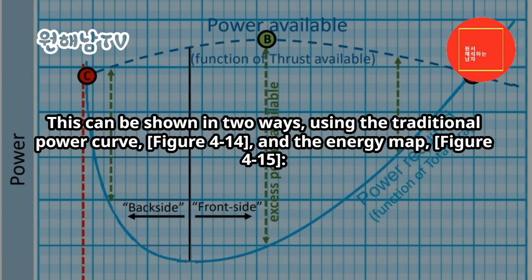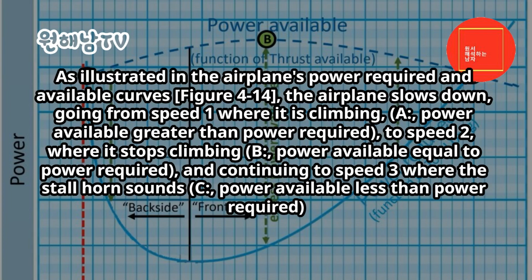This can be shown in two ways, using the traditional power curve, Figure 4-14, and the energy map, Figure 4-15. As illustrated in the airplane's power required and available curves, Figure 4-14, the airplane slows down, going from speed 1, where it is climbing (A, power available greater than power required), to speed 2, where it stops climbing (B, power available equal to power required), and continuing to speed 3, where the stall horn sounds (C, power available less than power required).